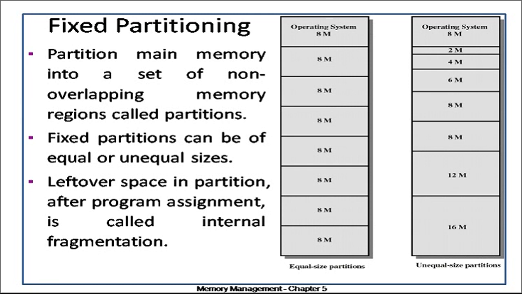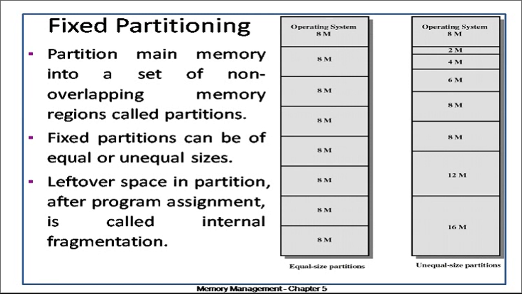Fixed partition can be of two types: equal size partition and unequal size partition. From the diagram, you can see that the first diagram shows the equal size partition, where 8 M size partitions are there, and the second diagram shows unequal size partition, in which partitions of different sizes are made.